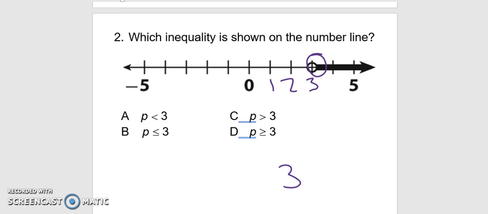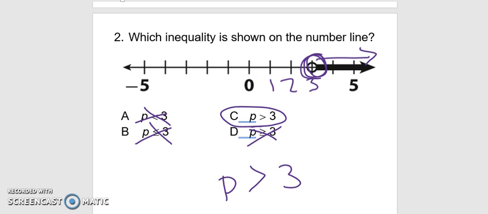The inequalities are using p for the variable. Now I need to figure out whether it's greater than, less than, greater than or equal to, less than or equal to. The arrow is going this direction, so the numbers have to be bigger, so I can get rid of less than and less than or equal to. Since the point is open, then I know that it has to be just greater than. It can't be equal to 3, so the correct answer is C.